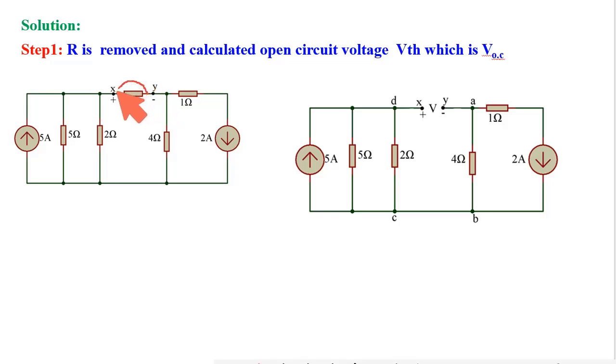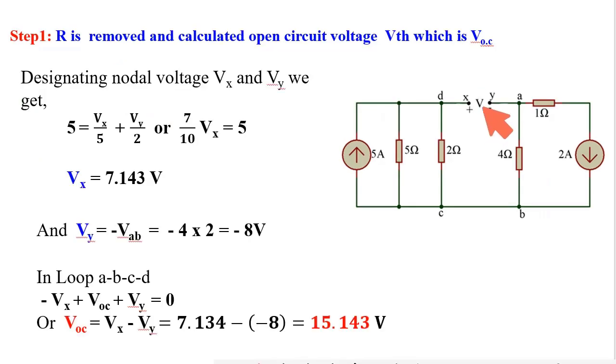So removing the load resistance, the voltage across X and Y is the open circuit voltage, which is VTH. I need to calculate the potential between points X and Y. So this is VOC. To calculate this, I have to find the potential at this point and the potential at this point. Now what is the potential at this point? The potential at this point is equal to the current through this resistance multiplied by this resistance.